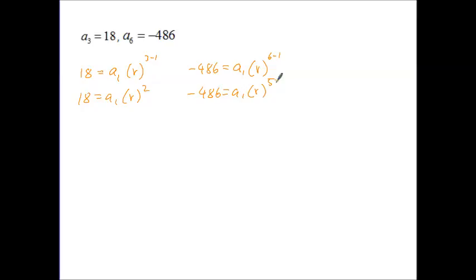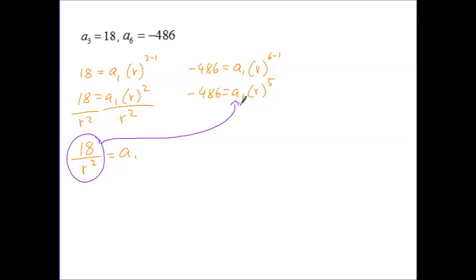I'm going to recommend to always use the equation that has r with the lower exponent and solve that one. So we're going to divide both sides by r squared, and we get 18 divided by r squared is equal to a sub 1. And this is what we're now going to substitute into the other equation for a sub 1. And that gives us negative 486 is equal to 18 divided by r squared times r to the 5th power. Now the r squared and the r to the 5th power we can simplify, and this exponent goes down to r cubed.